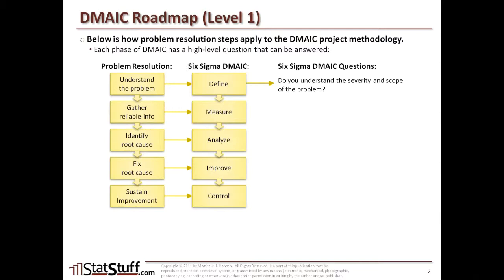Once we can answer that, then we can move on to the next phase, which is the measure phase, again, where we're trying to gather reliable information. And the question we want to ask at that level is, do you know the potential root causes and have enough reliable data to test those root causes? It's there again in the example with my daughter Hannah, where the doctor had a suspicion that it was strep throat, and the doctor had to do some tests to see if the strep throat was really the root cause for the symptoms that she was feeling.